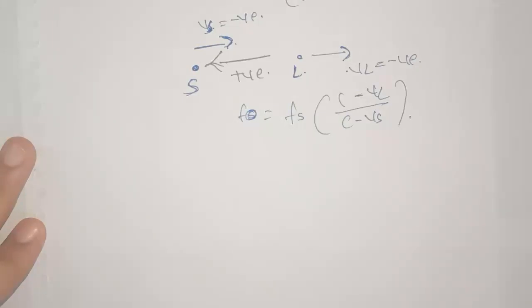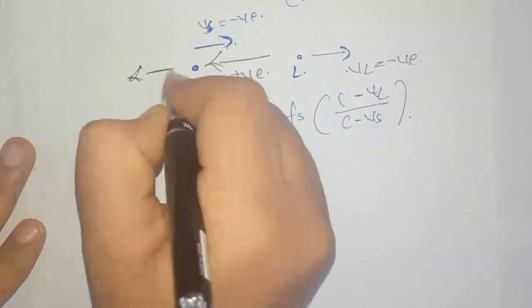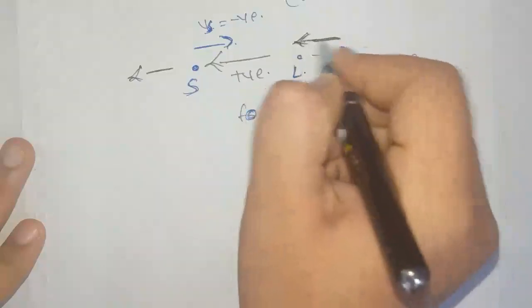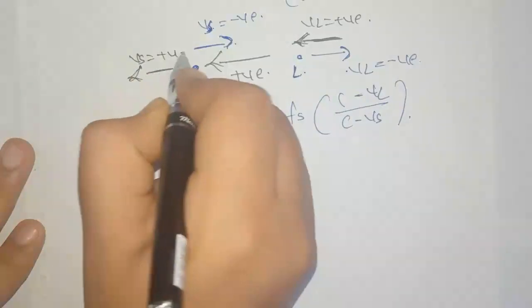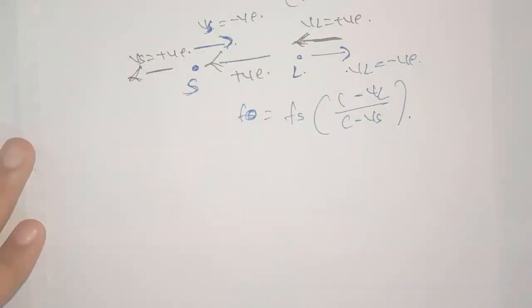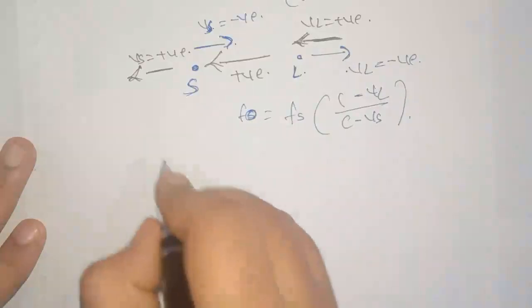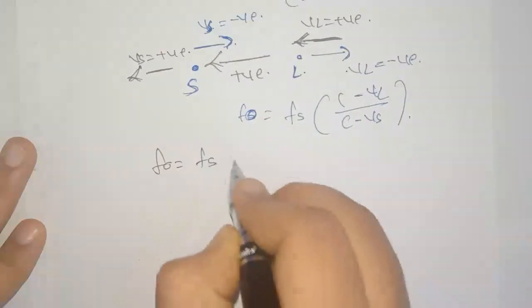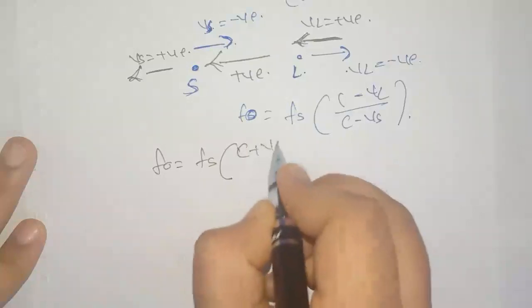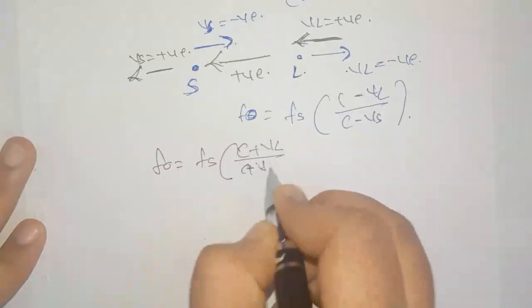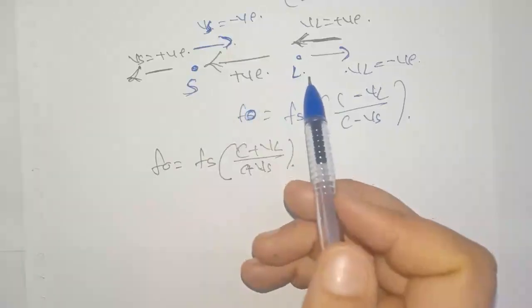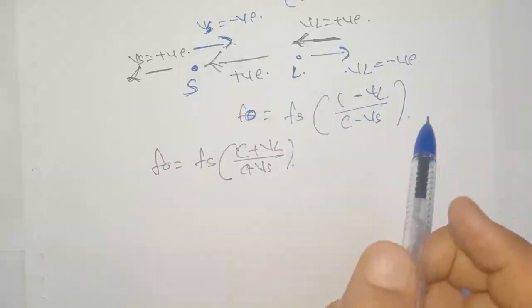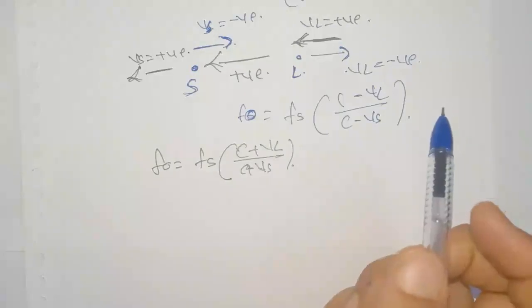If they both are moving in this direction, then VL will be positive and Vs will also be positive. So in that case, the apparent frequency will be Fs into C plus VL divided by C plus Vs. So in this way, if we keep this simple concept in our mind that L to S direction is taken positive, and if we remember the formula, we can find the apparent frequency in any case.